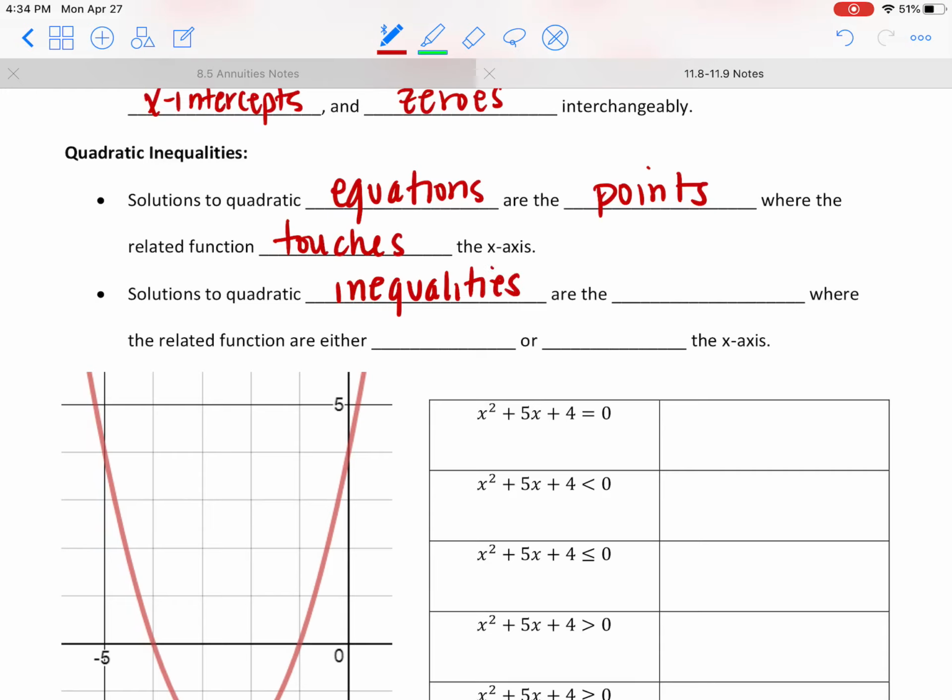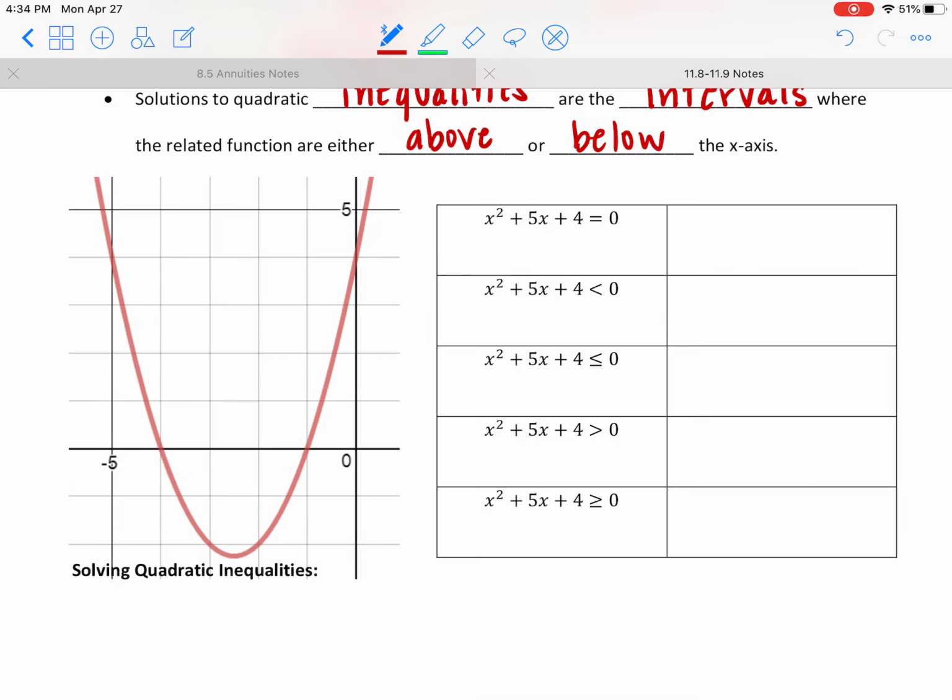If you're solving your equation, you get the exact points where your graph touches the x-axis. Now, solutions to quadratic inequalities are going to be the intervals where your related function is either above or below the x-axis. Now let me try to explain what's happening here, okay?